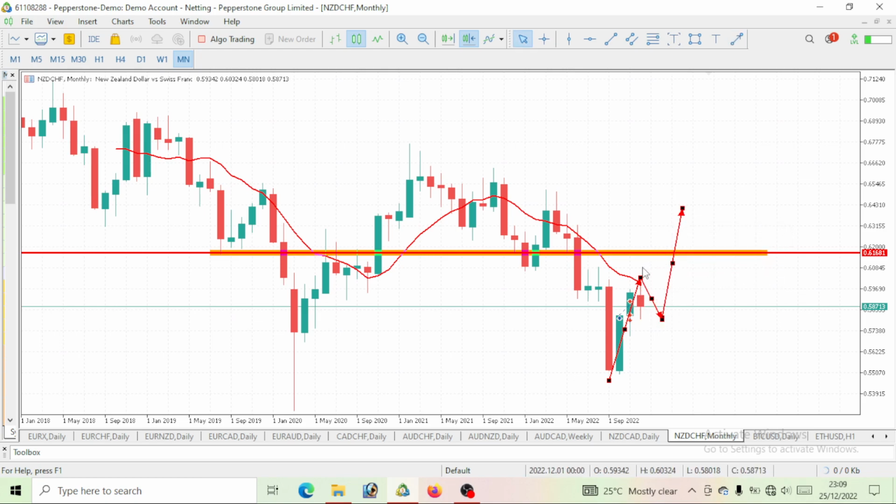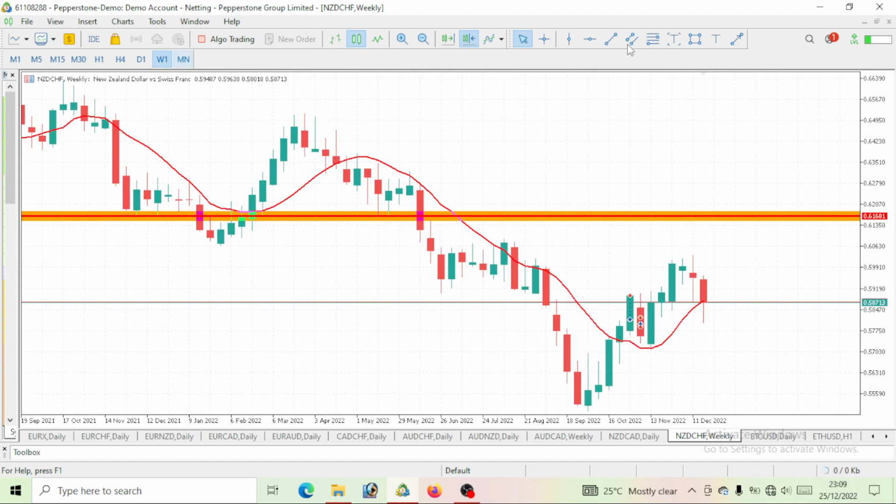So this is one of the reasons why I'm saying before you go ahead, this high here that we see needs to be broken, and by that time it will be trading above this moving average. As long as this previous high has been broken, right, and it is trading above this 10 period moving average, then maybe you can actually go long on this New Zealand dollar Swiss franc. So now let's go to the weekly time frame to understand this movement.